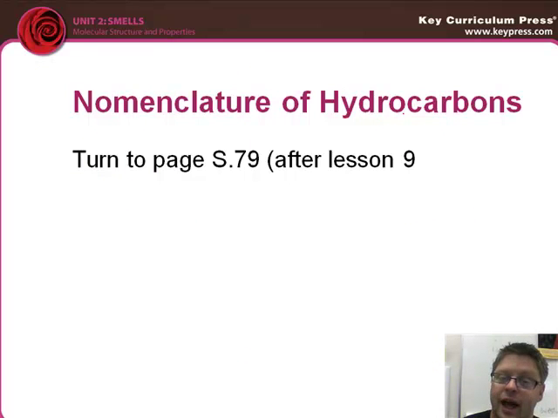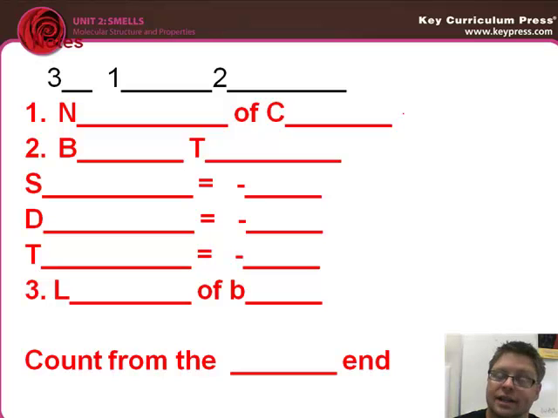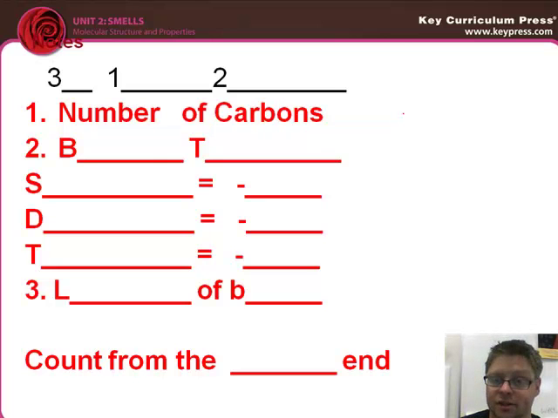Now, how do you name hydrocarbons? We've talked about naming them and that there's patterns to them. If you turn to page S79, which is right after lesson number 9, we're going to look at naming of hydrocarbons. To name a hydrocarbon, there are 3 things that are included in the name. The first thing is you always count the number of carbons.